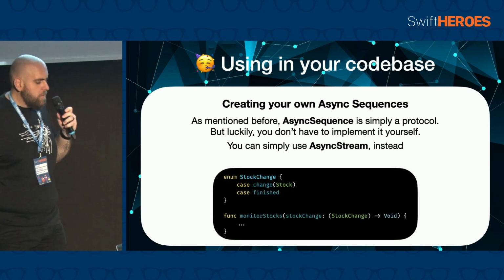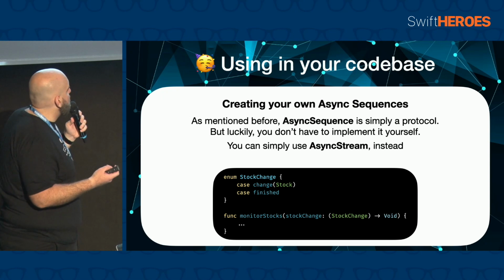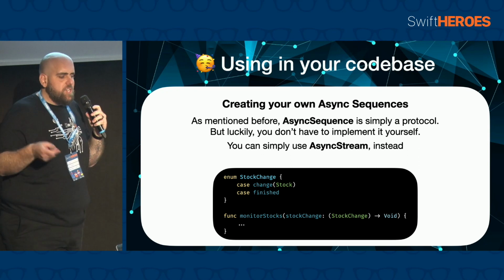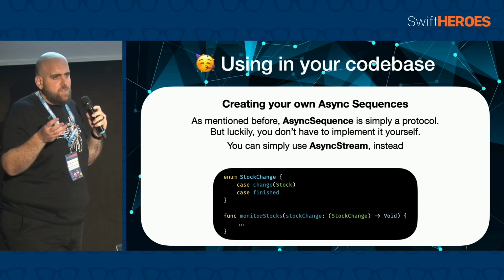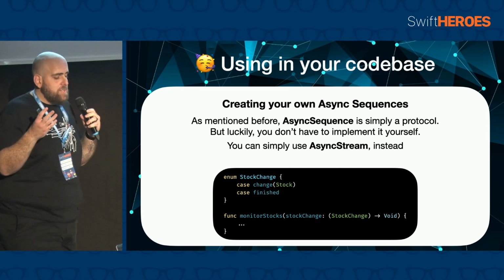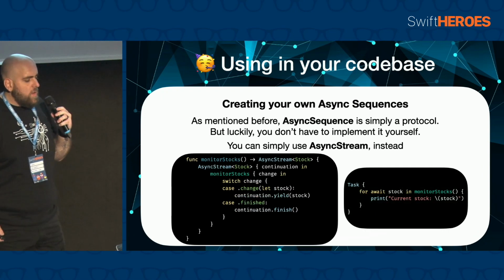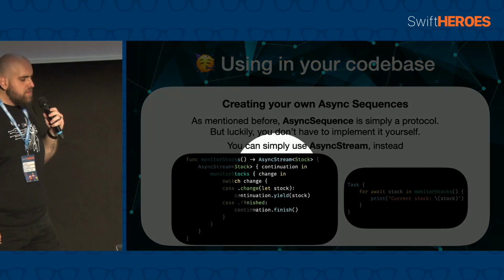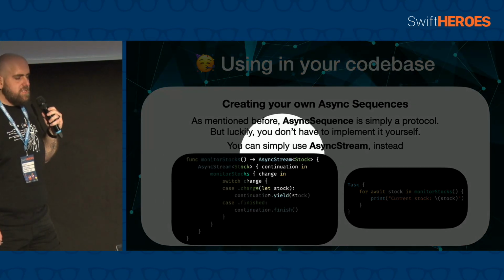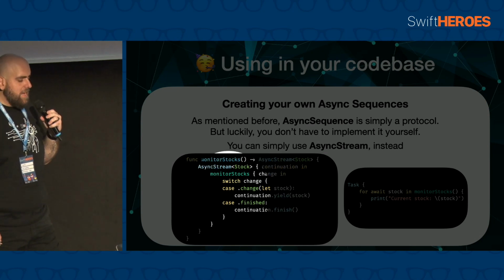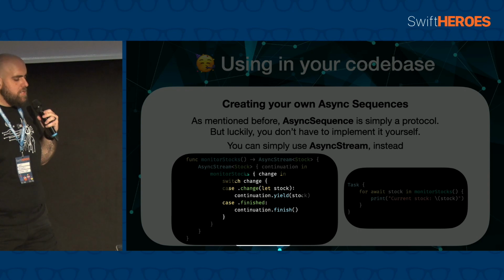And what you can do, for example, this is a piece of work called monitorStocks. It just gets a closure and it emits stock changes. It might emit that a stock changed to a certain value, and when there are no more values, it will emit this finished case in the enum instead. So I can just wrap it in this AsyncStream. I get again a continuation, but this continuation is different because it can accept multiple values. So I just call my closure-based monitorStocks, and whenever there's a change, I yield that change to the continuation, and whenever I'm done, I just do continuation.finish.